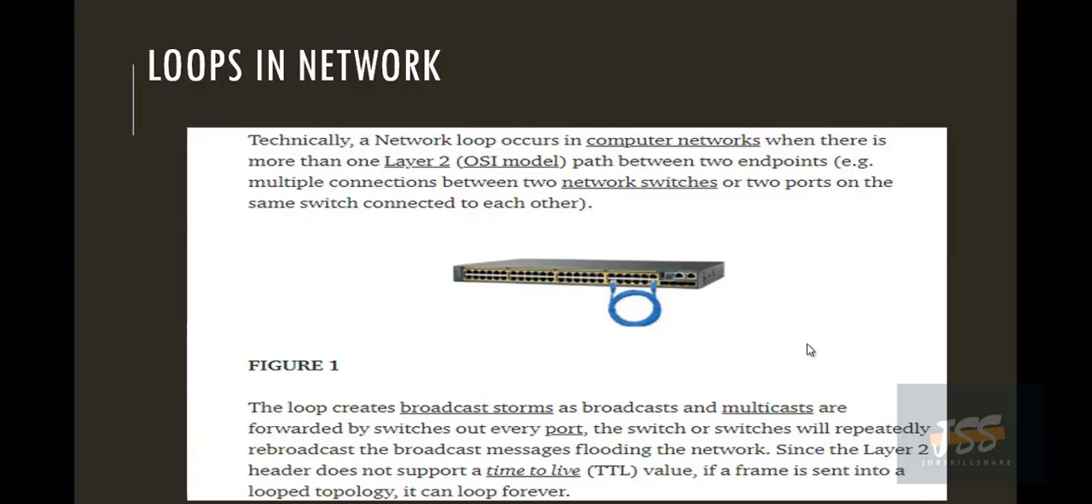Since the layer 2 header does not support a time to live value, if a frame is sent into a loop topology, it can loop forever. It will go round and round in the switches in the local area network and your destination would not be reached. This is the scenario.